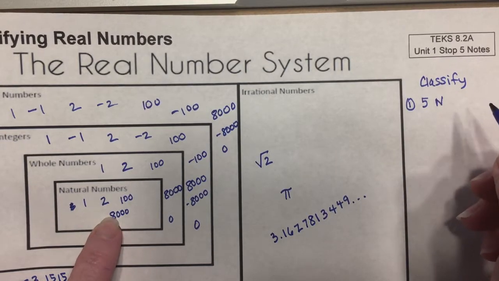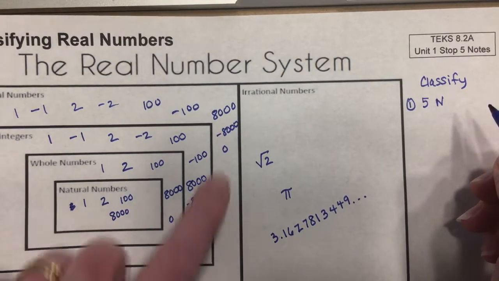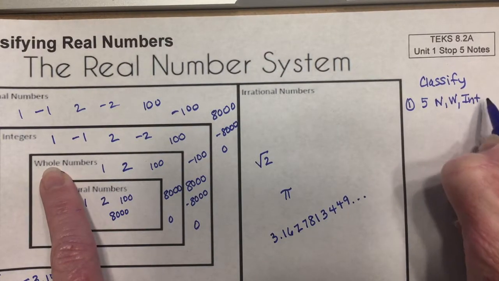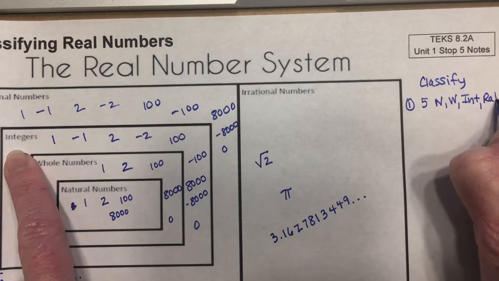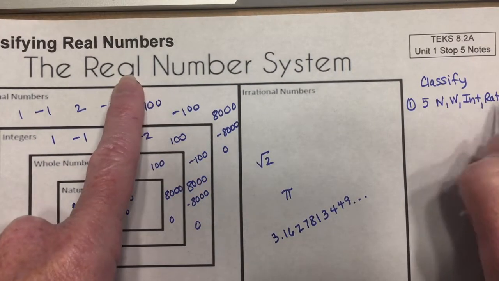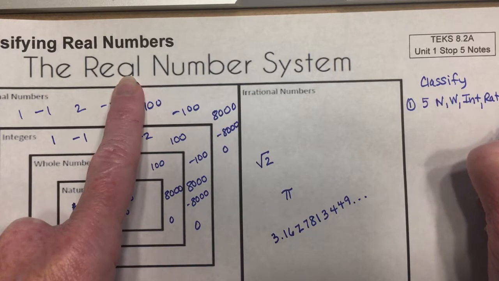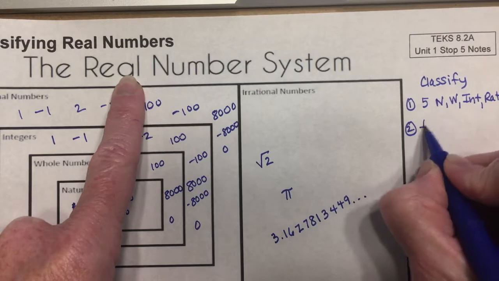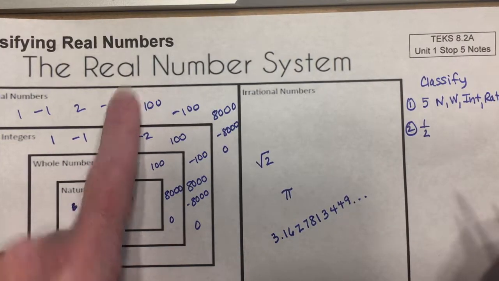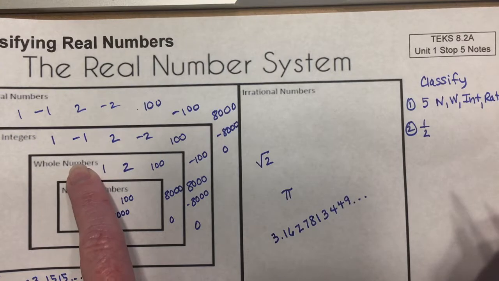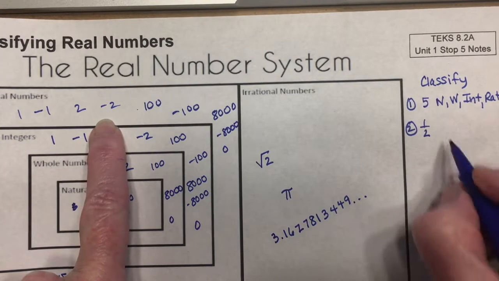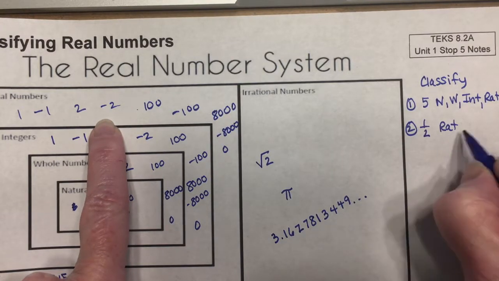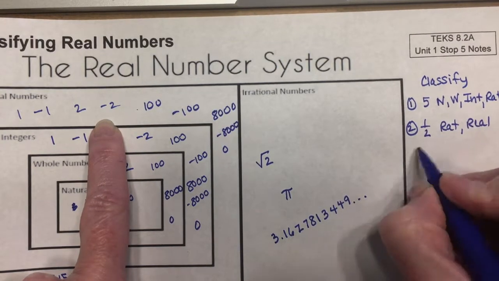It's also, if it's inside natural, right? If it's in the smallest group, it's in all of them. So if it's natural, then it's also whole. It's also an integer. It's also a rational number. And then remember, this is part of the real number system, so it's also a real number. Okay, let's try another one. Maybe you have 1/2. Okay, where would 1/2 go? Well, it's not natural. It's not a whole number. It's not an integer. All the fractions go in the rational number box. Okay, and again, if it's in rational, then it's also in the real number system.